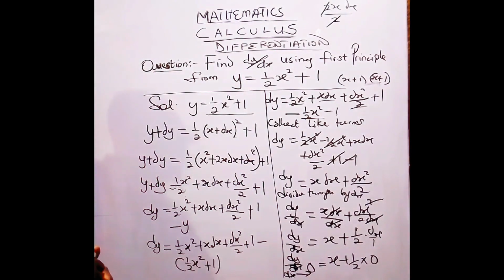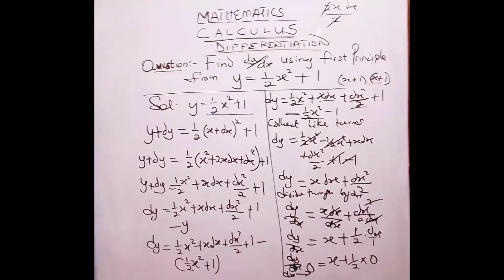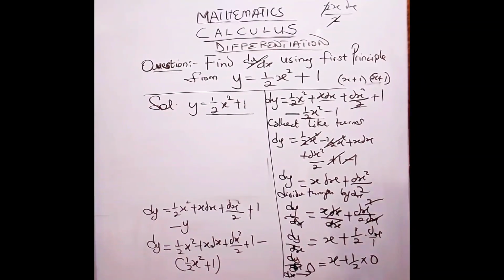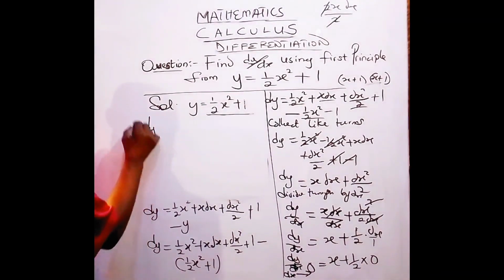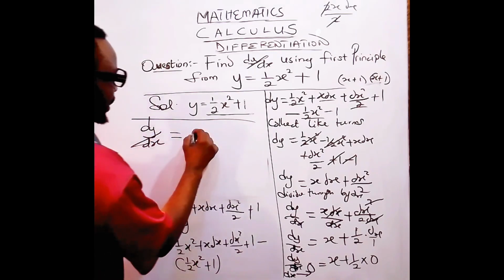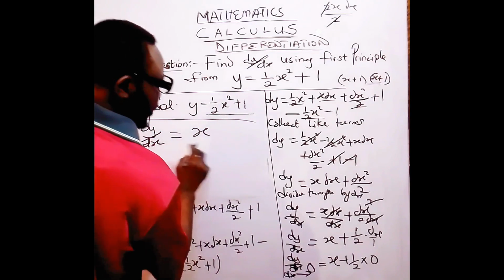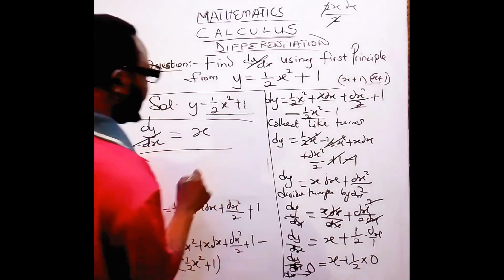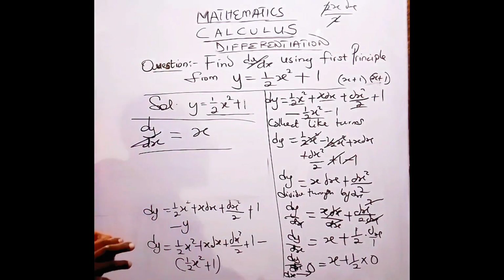So, in conclusion now, dy over dx will be equal to x. dy over dx is equal to x. That is the value we are going to get for this particular question here.